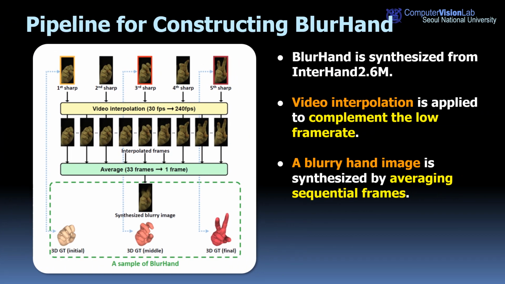We construct BlurHand as shown in this figure. BlurHand is synthesized from InterHand, which is a widely adopted video-based 3D hand dataset. Given 5 sequential images from InterHand, we first apply a video interpolation method to complement the low frame rate of InterHand. Then, we average the sequential frames, including interpolated frames, to synthesize the blurry image. The video interpolation process is necessary as averaging frames from a low frame rate induces unnatural artifacts such as spikes and steps.